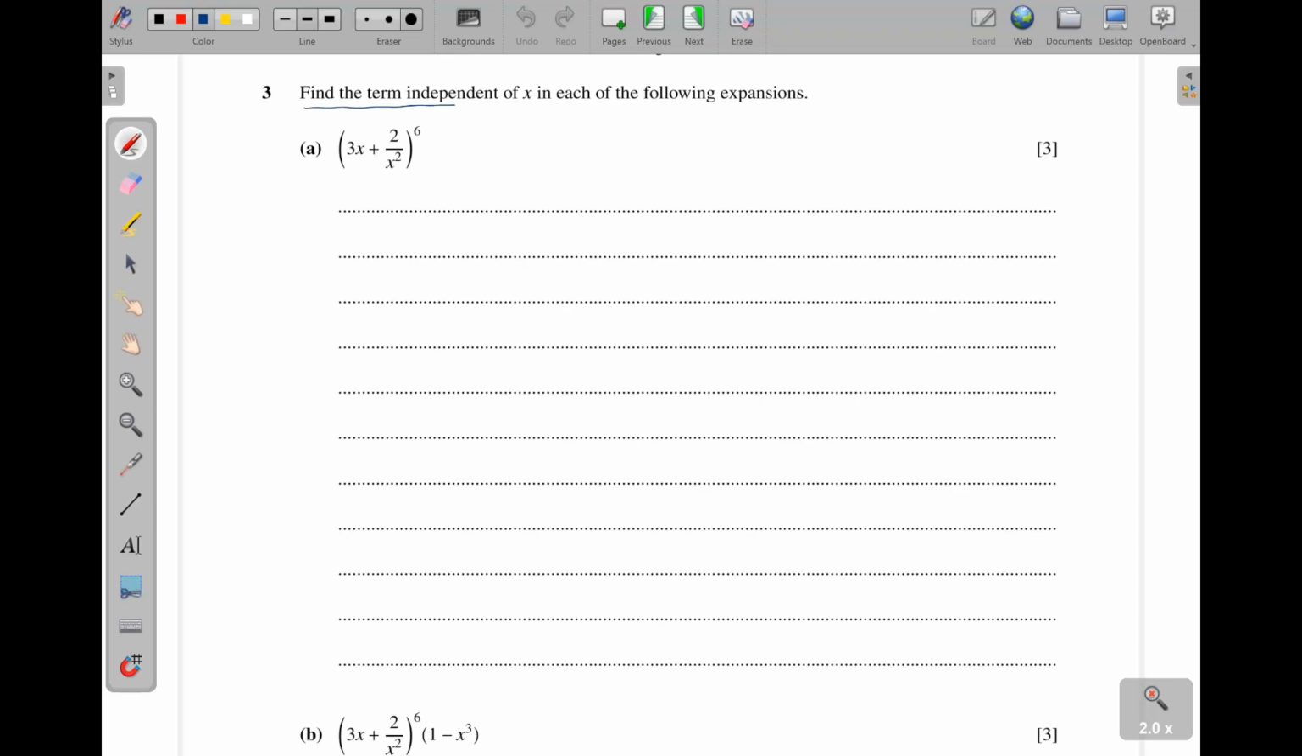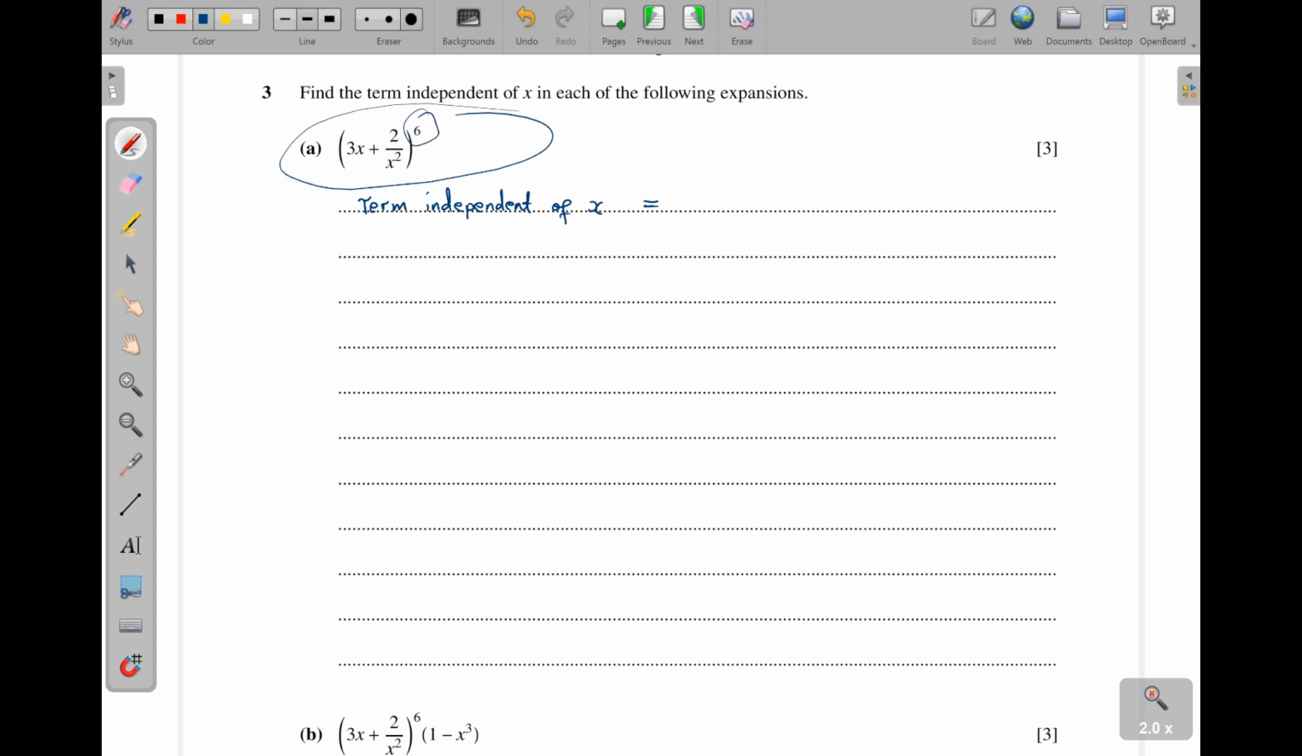Question 3. Find the term independent of x in each of the following expansions. The term independent of x has no x in it, okay? So the term independent of x, when we are expanding, I don't need to expand each and everything here.